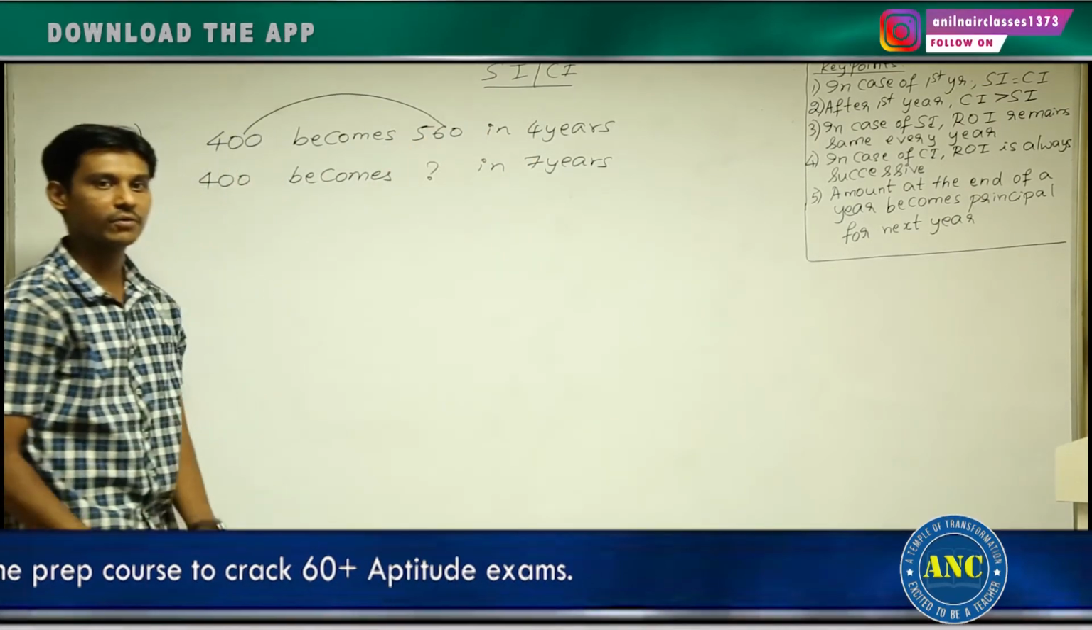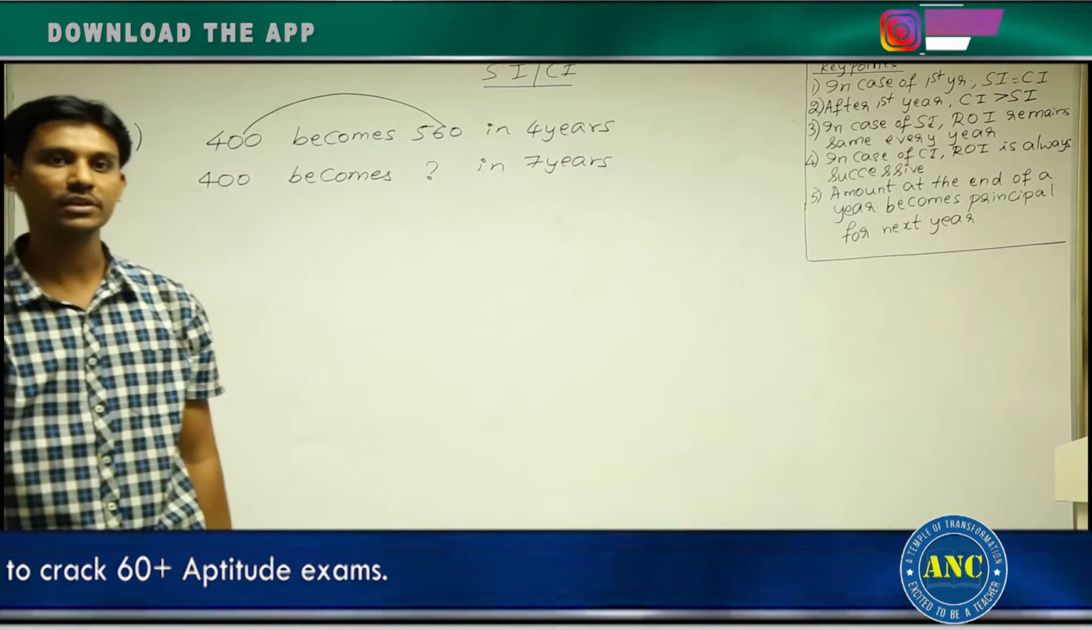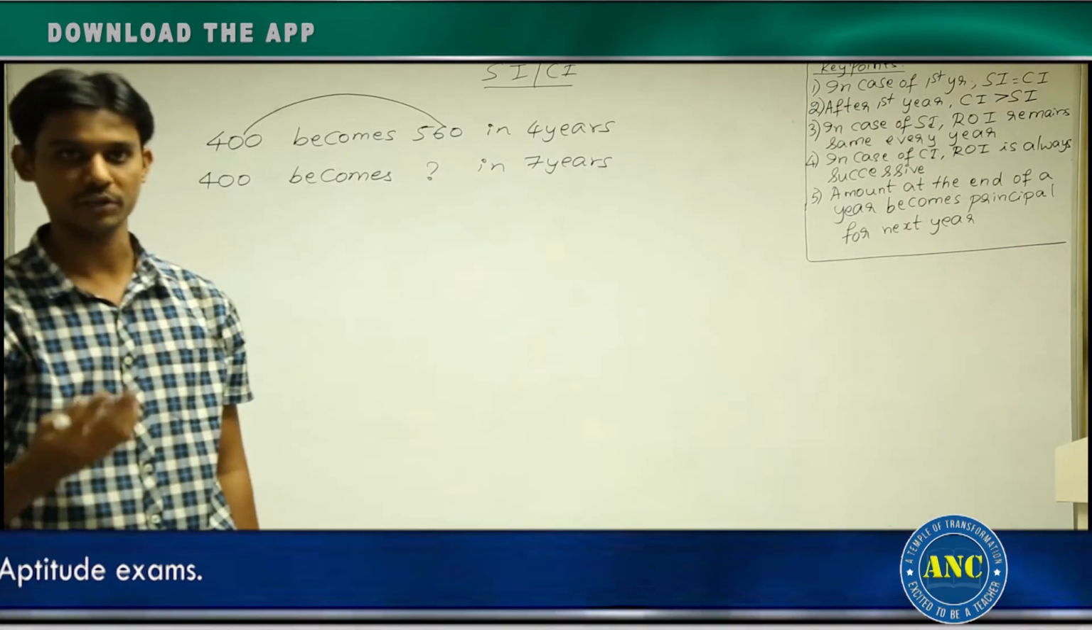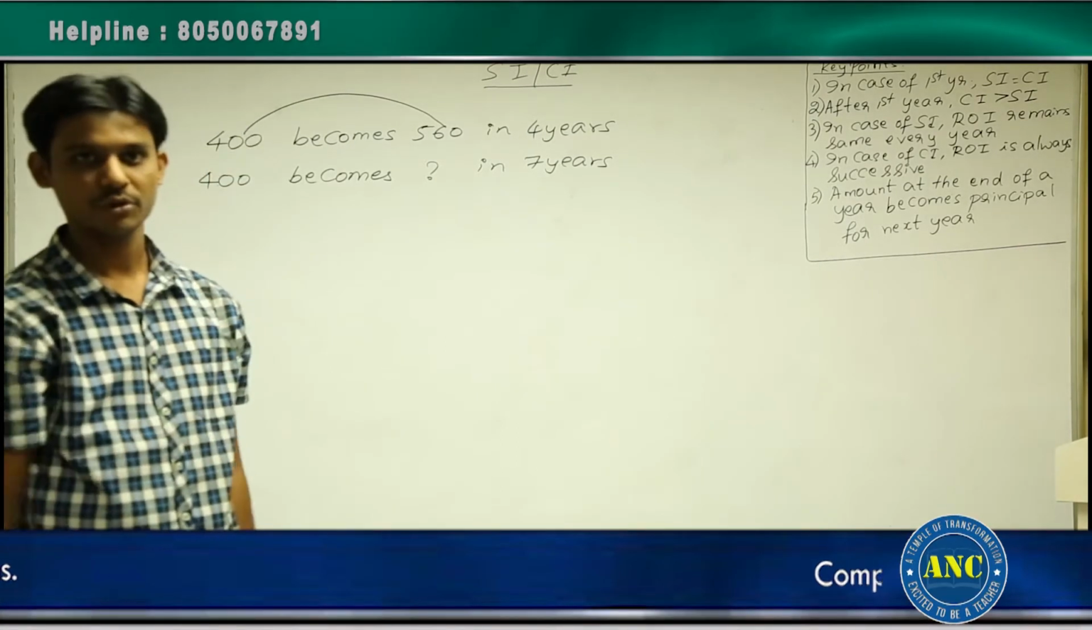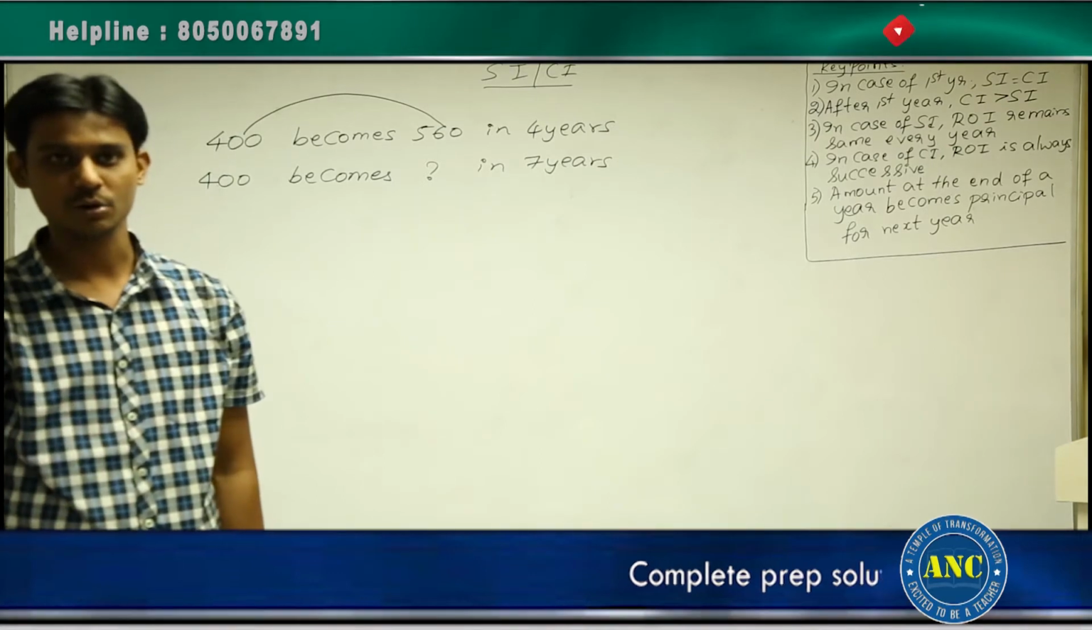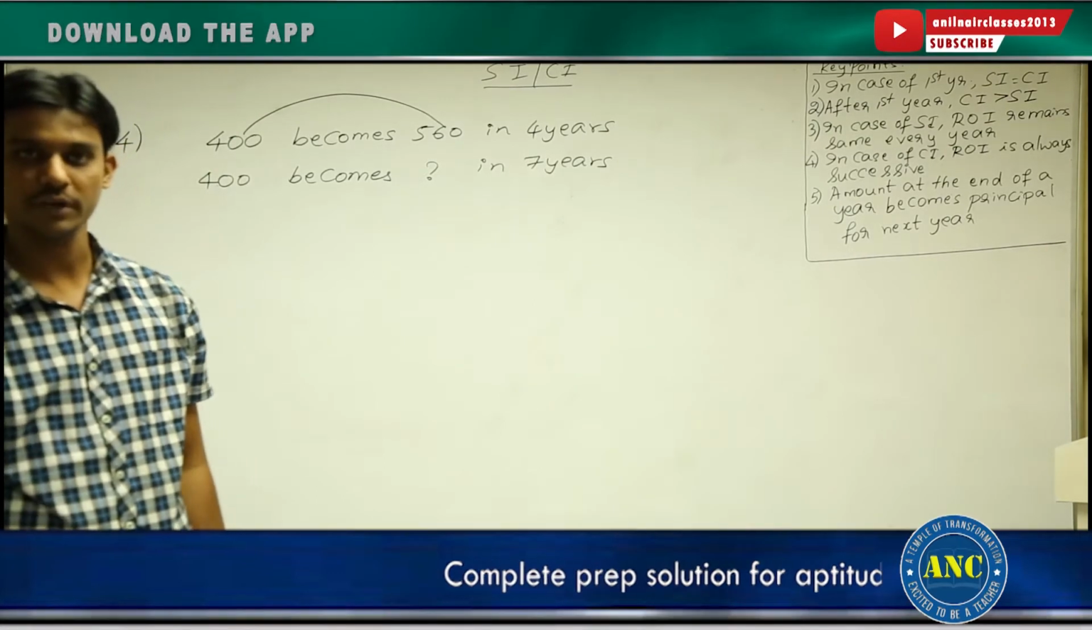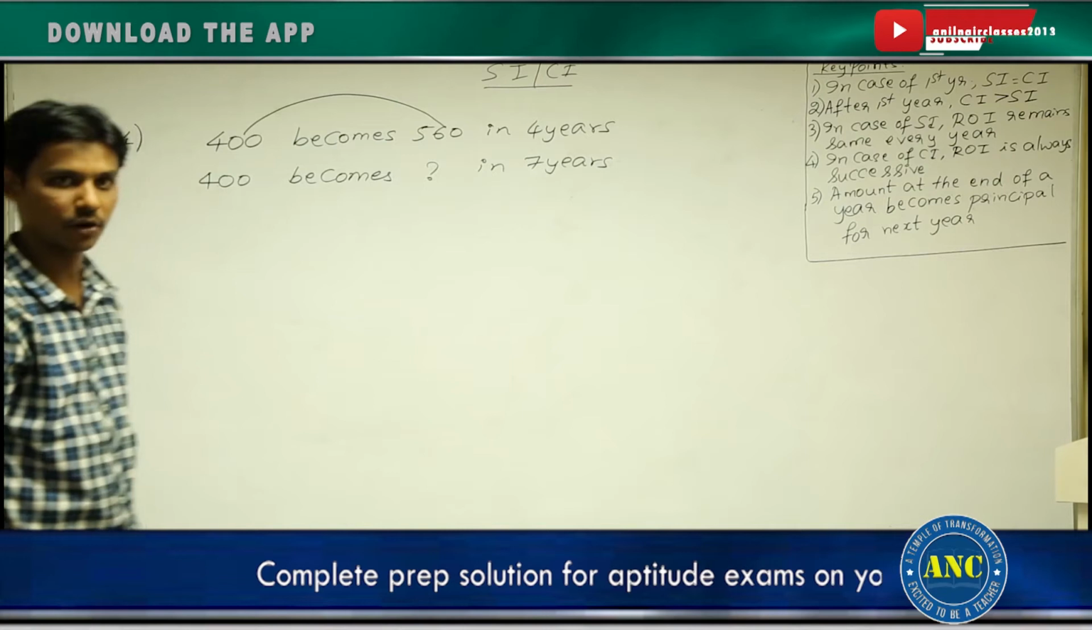That means every one year how much am I giving you? 160 by 4, 40 rupees. First year 40 I gave you. Second year also 40. Third year also 40. Fourth year also 40. What is 40 into 4? 160. Agreed?